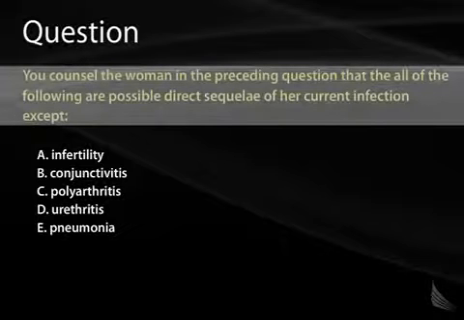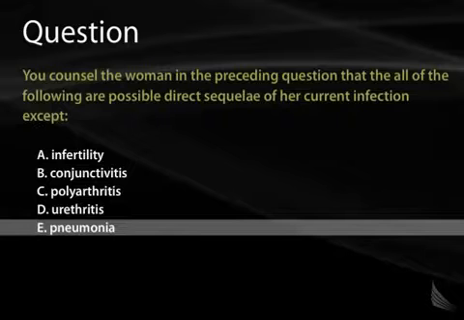You counsel the woman in the preceding question that all of the following are possible direct sequelae of her current infection except. So this is a question about what happens when people have chronic urethritis or cervicitis. As we go through the answers, we could think about it. Infertility, you would think about through scarring of the urogenital tract due to the inflammation. Also with chlamydia, you have to think about Reiter syndrome, which includes conjunctivitis, polyarthritis, and urethritis, which is choices B through D. Pneumonia is unlikely to happen through Chlamydia trachomatis. So E is the answer.